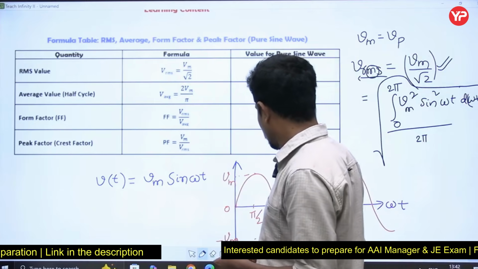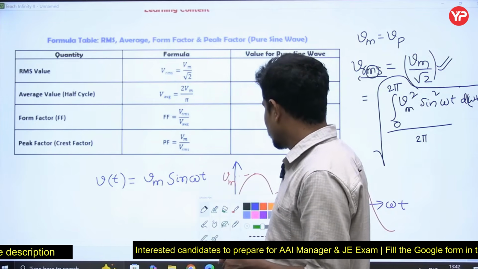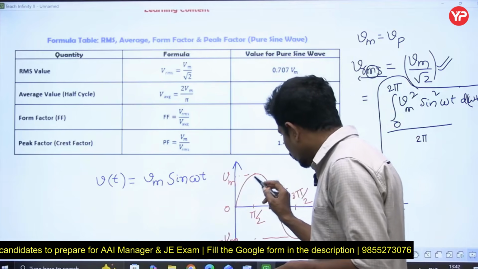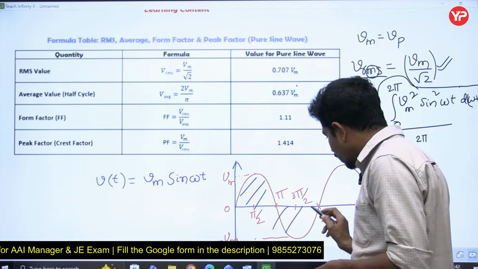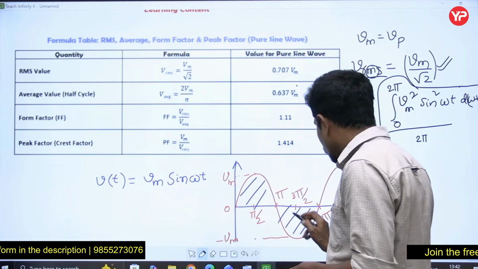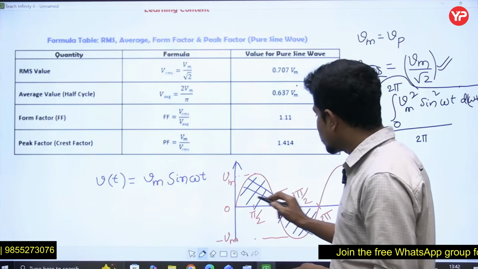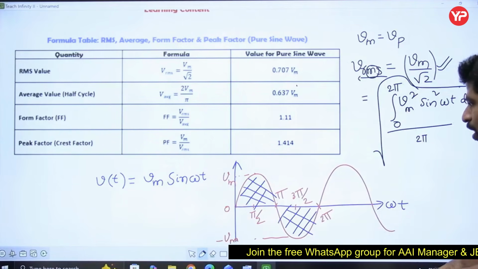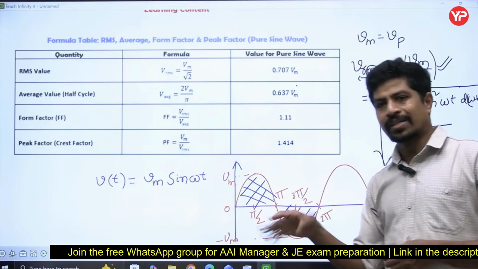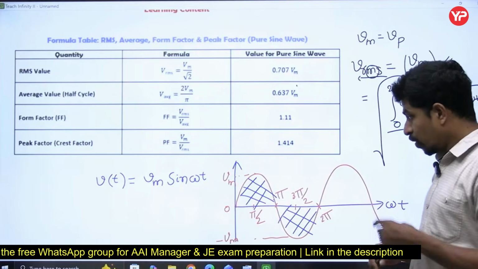0.707 times Vm. 1 by root 2 is 0.707, right? Now the average value, if you talk about the full wave, the average will be 0. Average means area by time. If it has a positive area and an equal amount of negative area, both will get cancelled, right? Full wave average is 0.